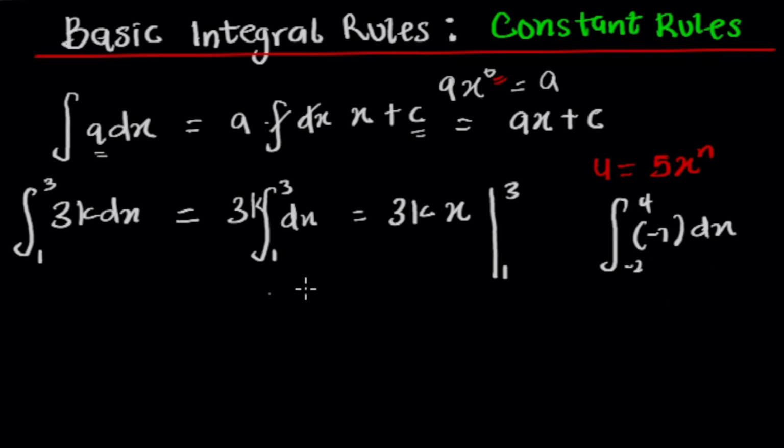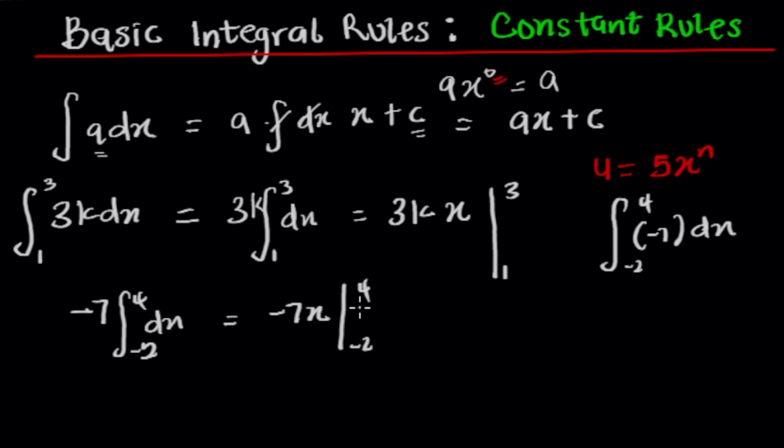Here I'm going to have this to be minus 7. Here is actually a constant. I'm bringing it out. Minus 7 integral from minus 2 to 4, right? I'm going to have the dx. So this is exactly minus 7x, then I'm going to have minus 2 to 4.